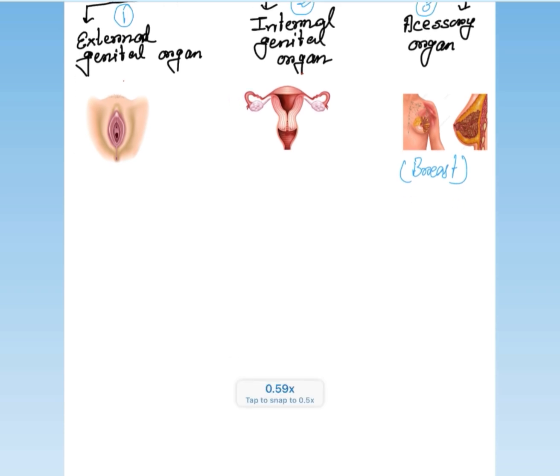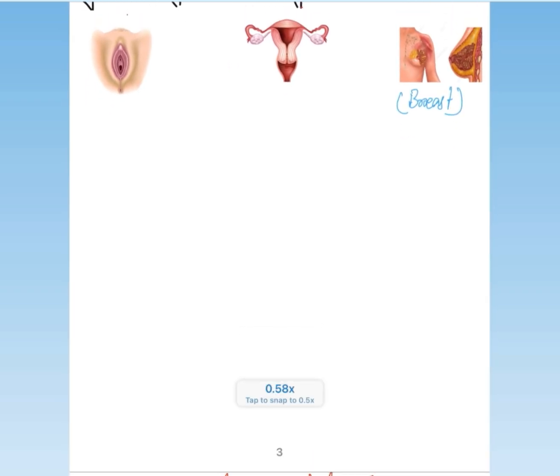Now we will keep this page blank. In today's session we will discuss only the external genital organs, and then which organs come under the external genital organs. At the end of the session we will make a list like this, and tomorrow or the day after tomorrow we will discuss the internal genital organs, and at the end of that session, whatever comes under the internal genital organs, we will make a list like this, and we will fill this page.